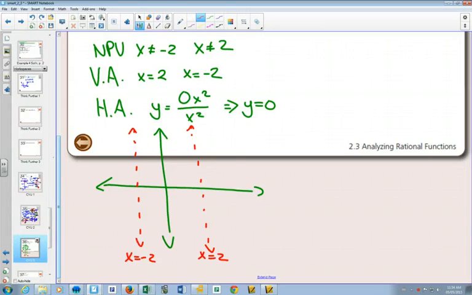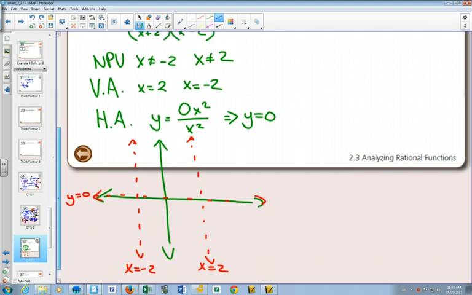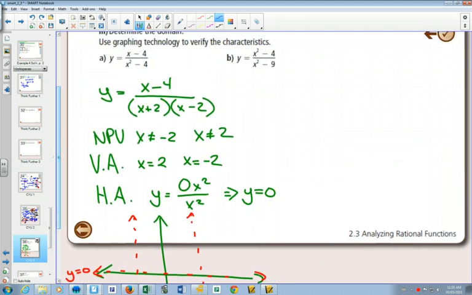So negative 2 and 2 are our vertical asymptotes. And at 0, we have our horizontal asymptote. So now we go back to our original equation, see if we can find x-intercepts and y-intercepts, because we're going to need to plot some points, and those are always the most important points to start with.